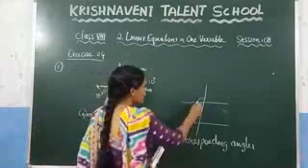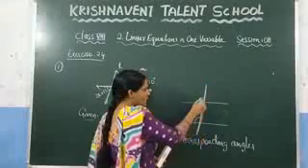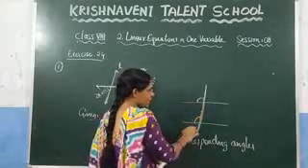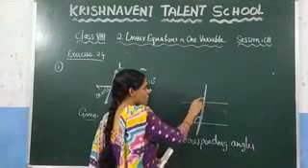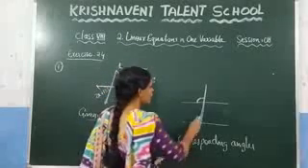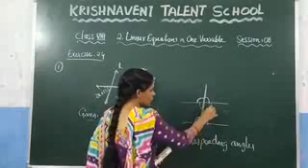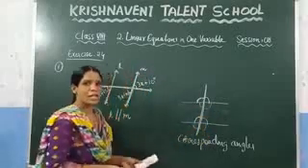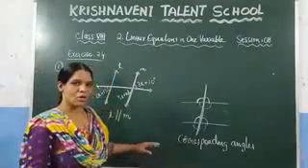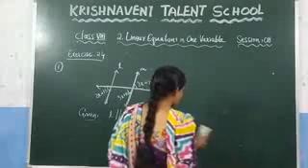Here you can observe that these two angles are lying on the same side of the transversal. One is interior because it is lying inside, and one is exterior because it is lying outside. So these two angles are corresponding angles. Similarly, these two angles are corresponding angles, and these two, and these two. And you know that corresponding angles are equal. We already discussed this in earlier classes. Now, based on this concept, let us solve this problem.